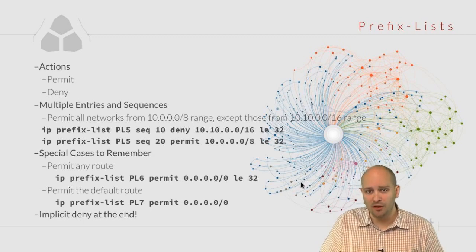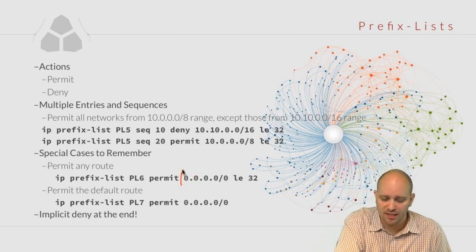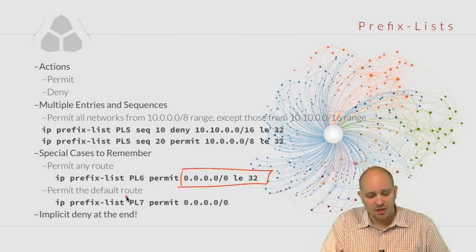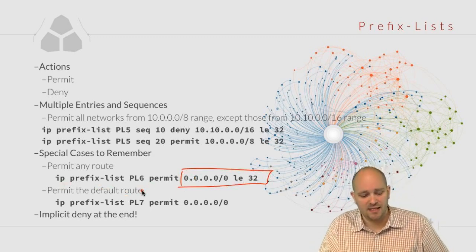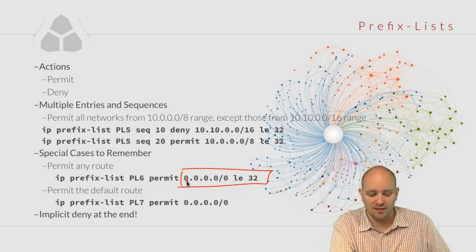Like, for example, if you wanted to permit any route, regardless of what the route is, you can use this syntax here. So in our prefix list PL6 here, we are permitting all the routes. How does this logic work? Well, let's take a look.